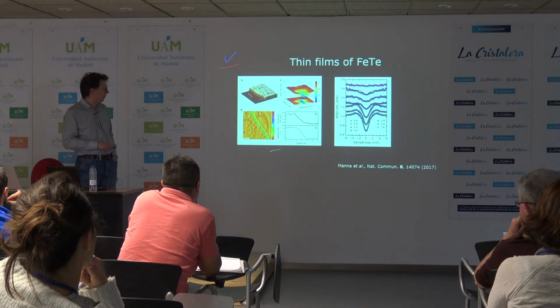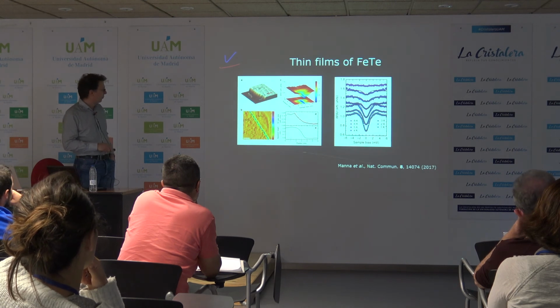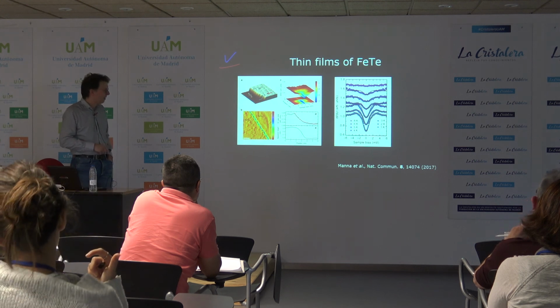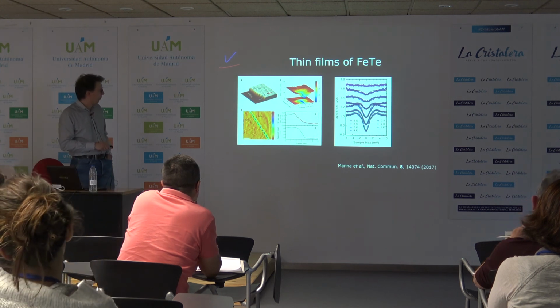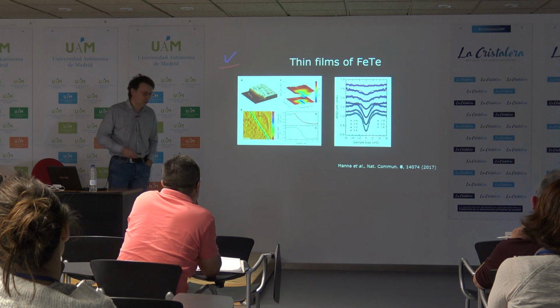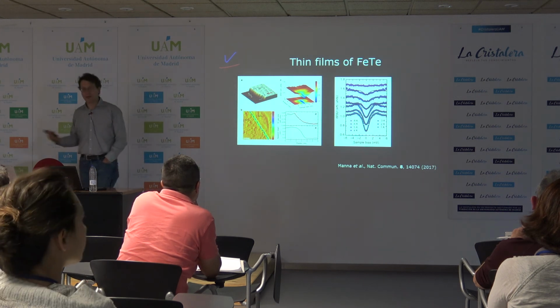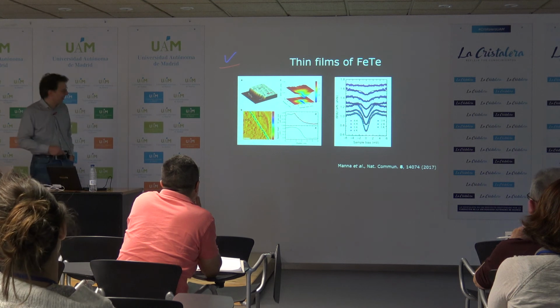So this is a measurement from the group of Professor Wiesendanger again of an iron tellurium film on bismuth telluride, where they see the magnetic order and at the same time a gap which looks like a superconducting gap, which is perfectly happy to coexist with the magnetic order.